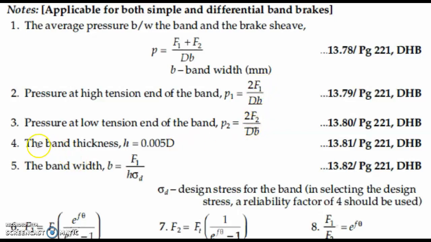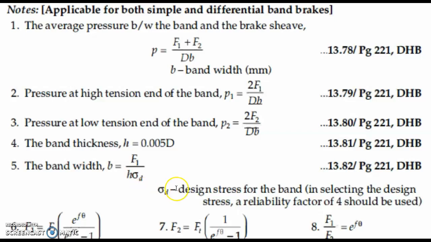And next equation is the band thickness, h is equal to 0.005 D. That is in our data book page number 269, and equation number 13.18N. That equation is already given, h is equal to 0.005 D. Then the next equation, the bandwidth, b is equal to F1 divided by (h into sigma d). In our data book that equation is on page number 269, equation number 13.18O.